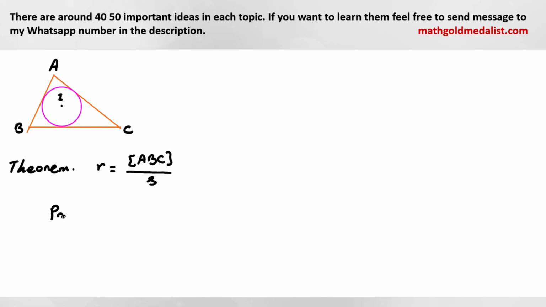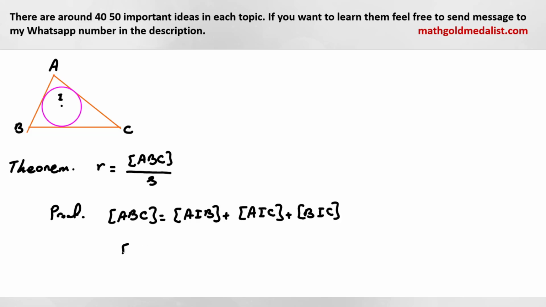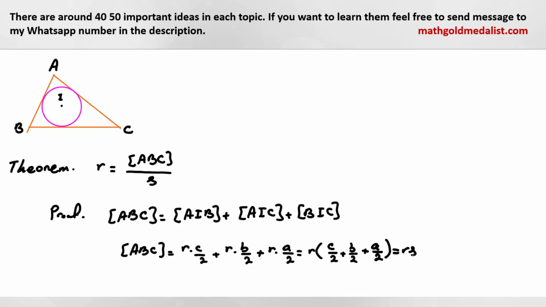Yeah, it's just like AB times 2 plus C. Exactly. Area of ABC, you can write as area of AIB plus area of AIC plus area of BIC, right? Yeah. So area of ABC: AIB is R times C over 2, AIC is R times B over 2, next one plus R times A over 2. So it will be equal to R times (C over 2 plus B over 2 plus A over 2). So it is RS. So we can conclude R is equal to area of ABC over semi-perimeter.